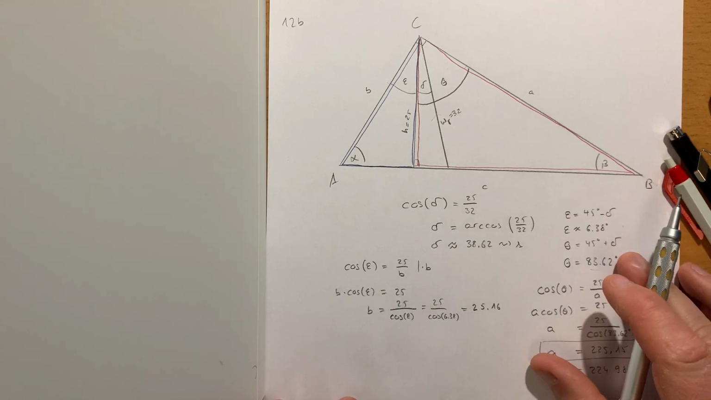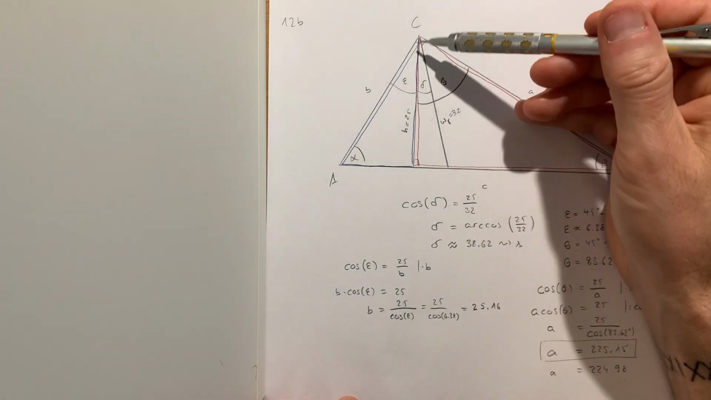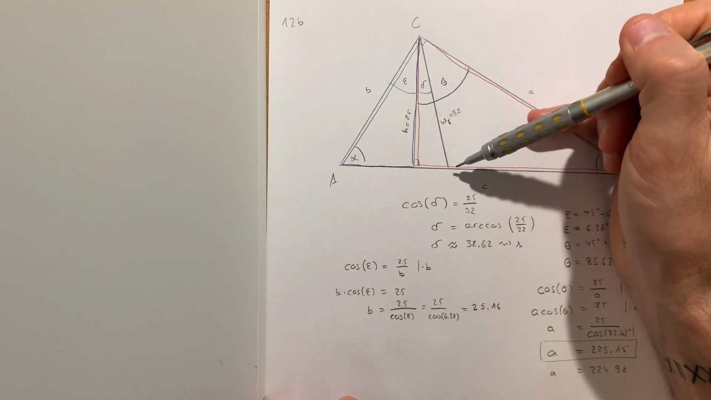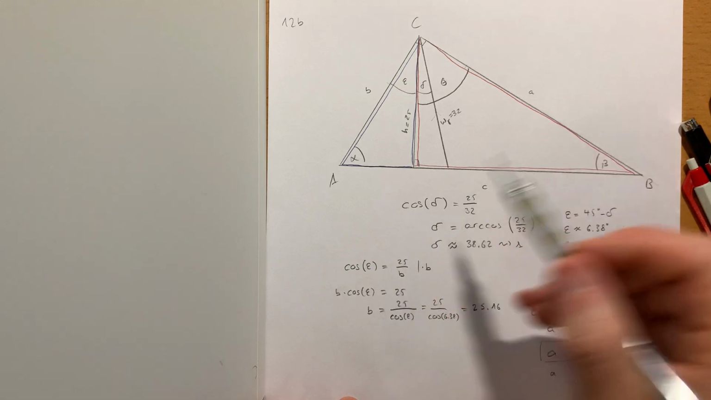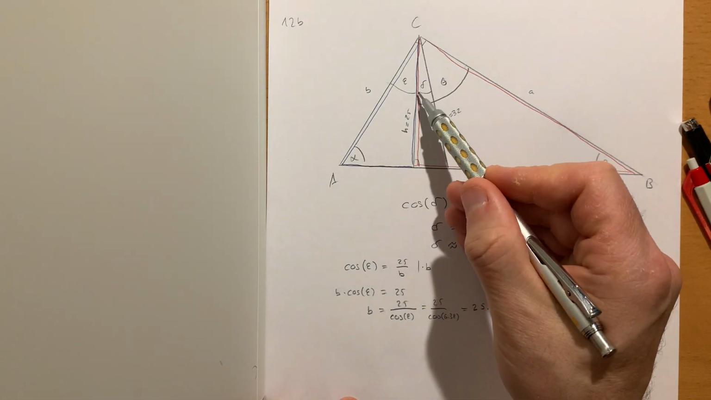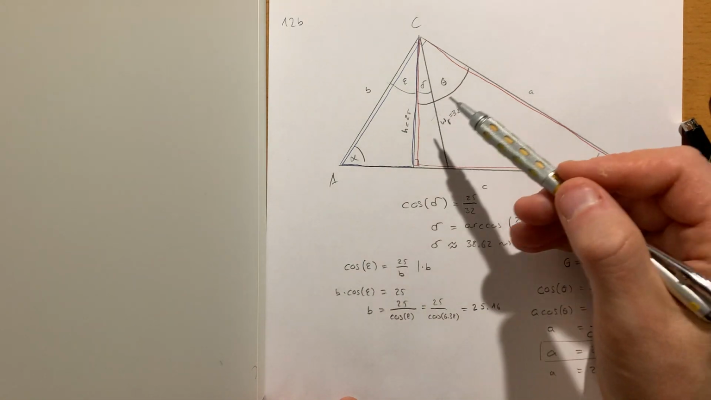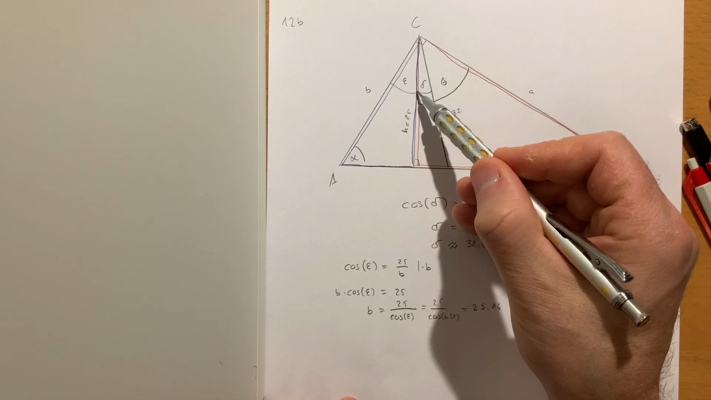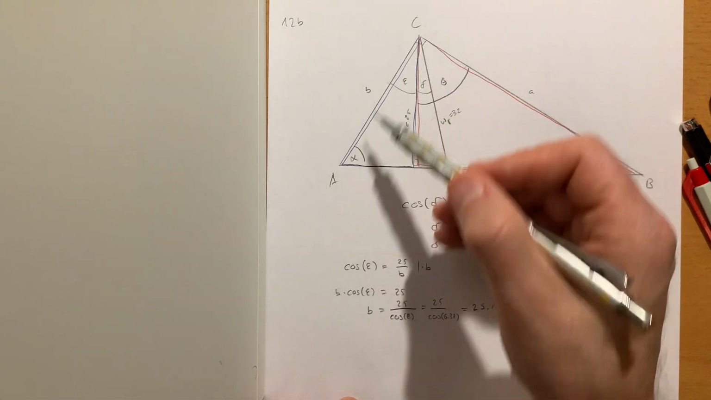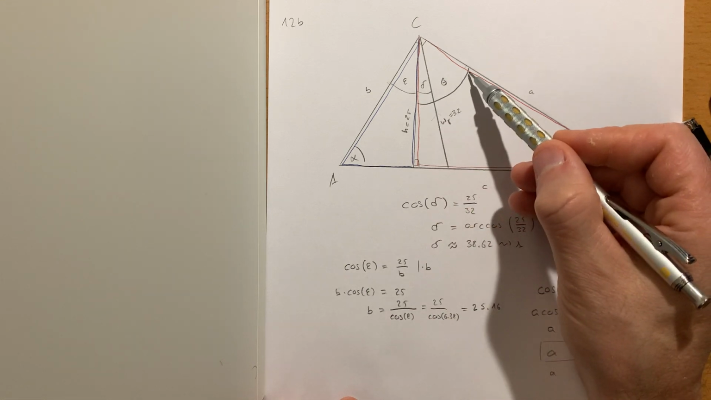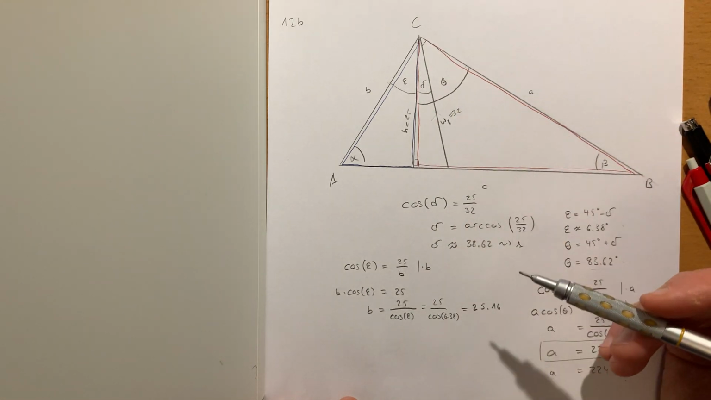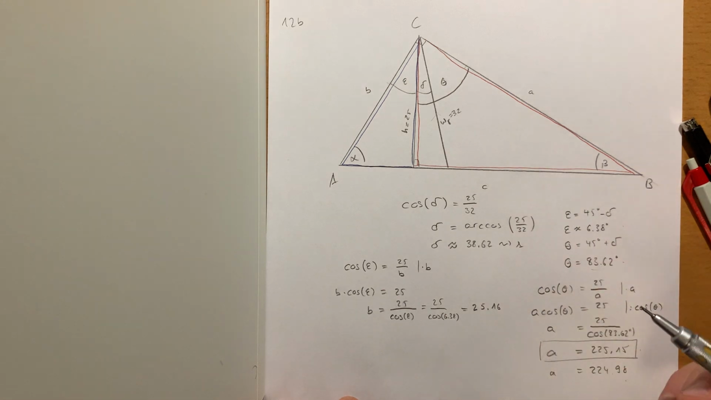Quick recap: we were given the height and the angle bisector of gamma. We worked out this angle here, delta. Then we were able to work out epsilon in this right triangle, and theta in this right triangle. You might ask, how can I know that?